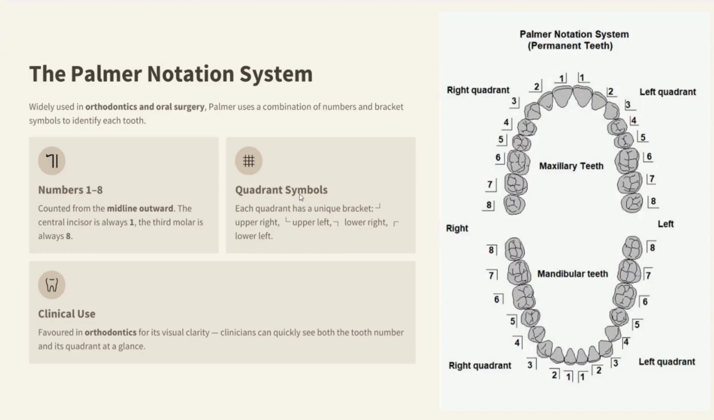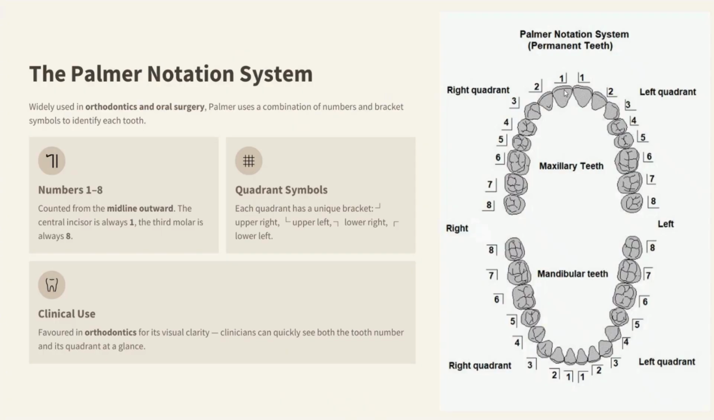Now let's move to our last numbering system, which is the Palmer notation system. This system is somewhat similar to the FDI in terms of tooth position numbering. So, for example, the central incisors are still numbered as 1 and lateral as 2 and so on. But the only difference here is how we are representing our quadrants. In the FDI system, remember we had two digits. The first digit represented the quadrant and the second represented the tooth position. But here, we just have the numbers that are representing our tooth position.